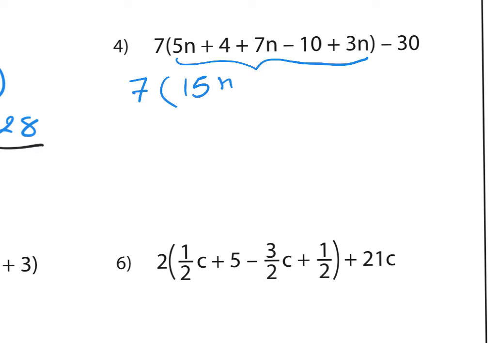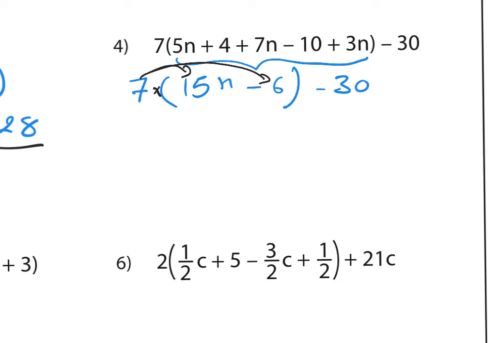Plus, we got 4 minus 10. We're going to combine 4 with negative 10, our integer numbers, right? So 4 minus 10 would be negative 6 here, minus 30. Now we need to get rid of parentheses. We're going to distribute 7. We got multiplication and subtraction according to PEMDAS. We're going to start with multiplication first. So 7 times 15, right? And 7 times negative 6.